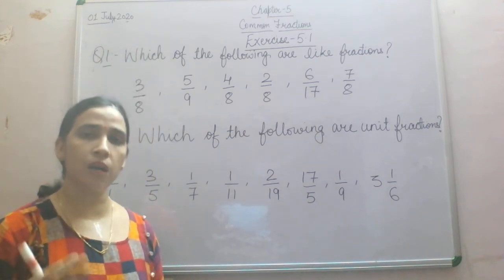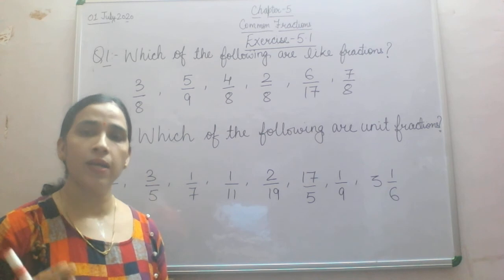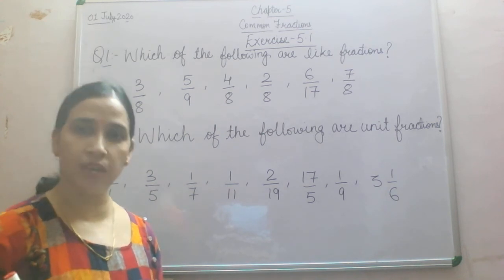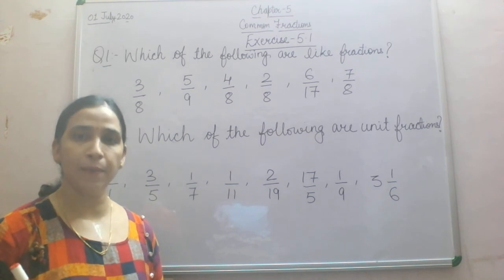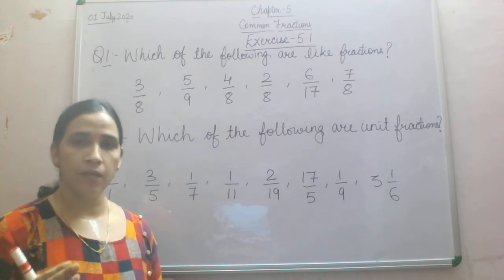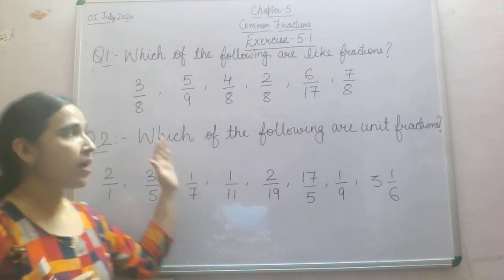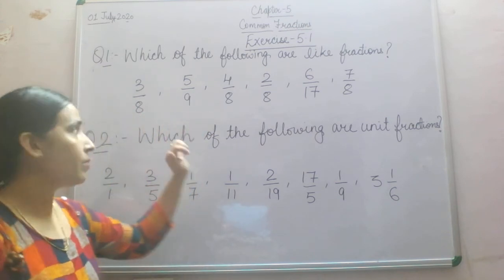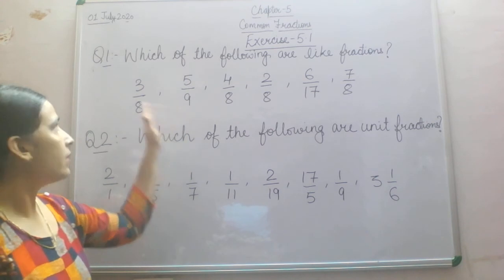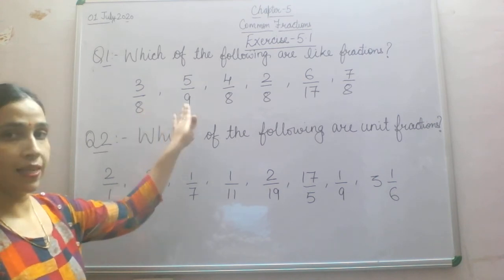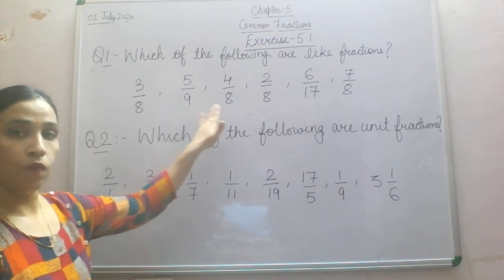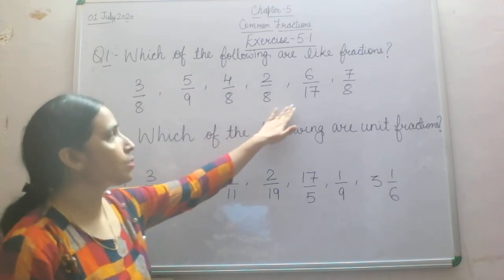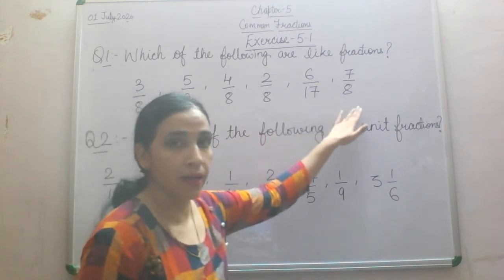Like fractions are those fractions having the same denominator. Fine. So in this you have to find out the fractions having the same denominator. You can see, first 3 by 8, second is 5 by 9, 4 by 8, 2 by 8, 6 by 17 and 7 by 8.